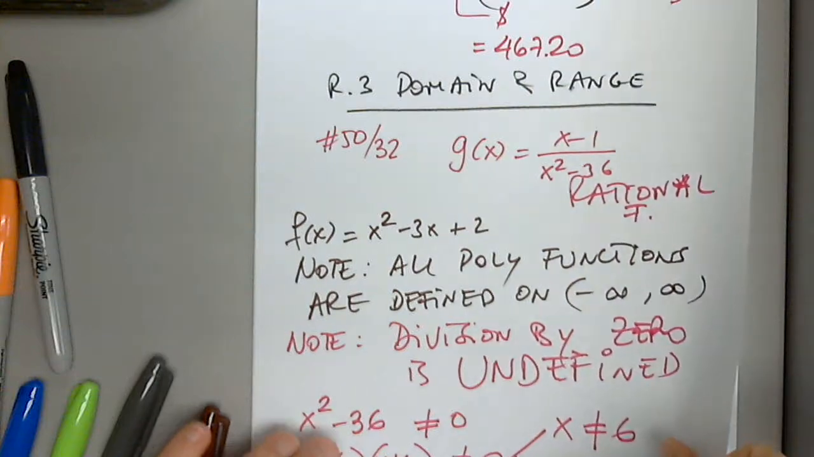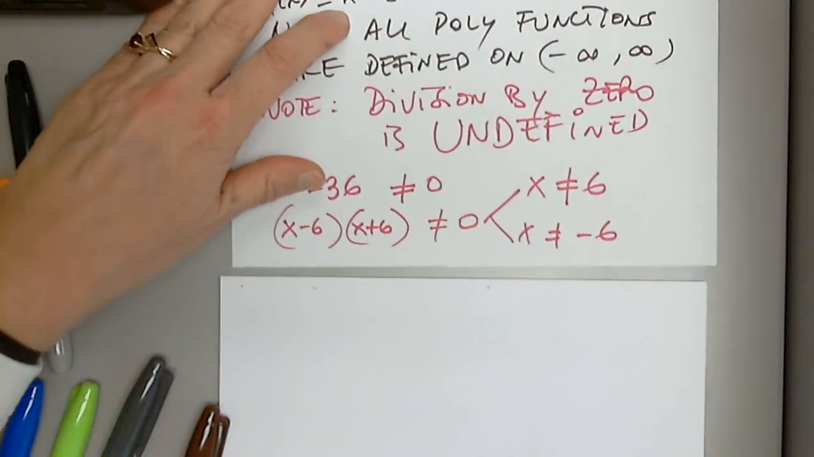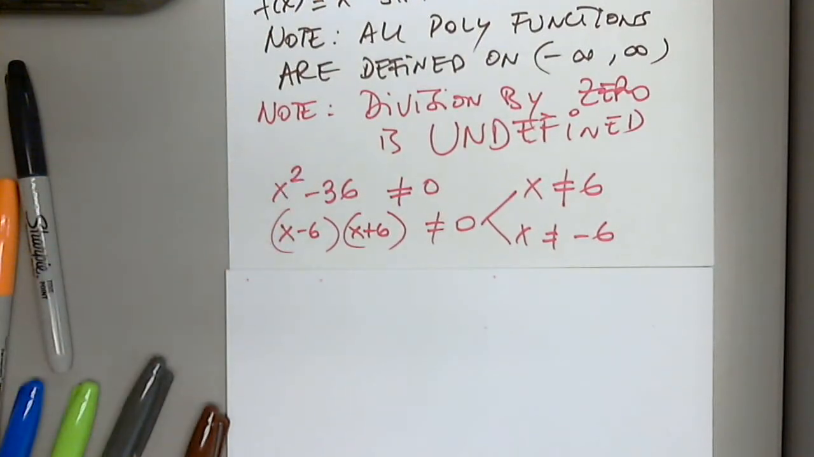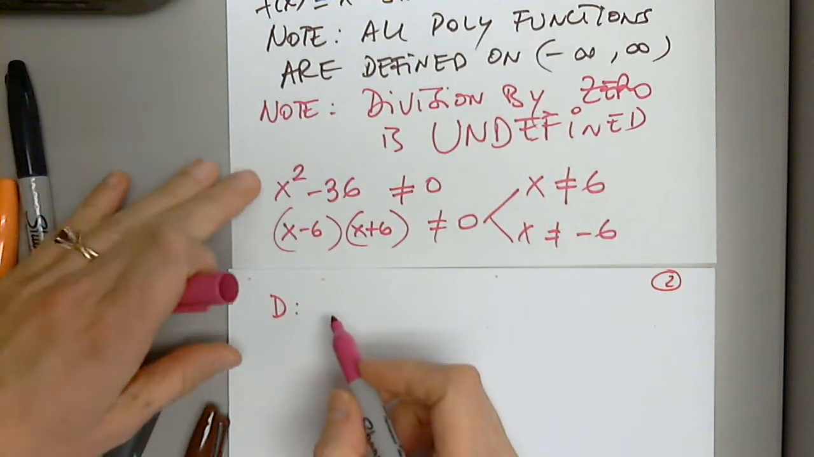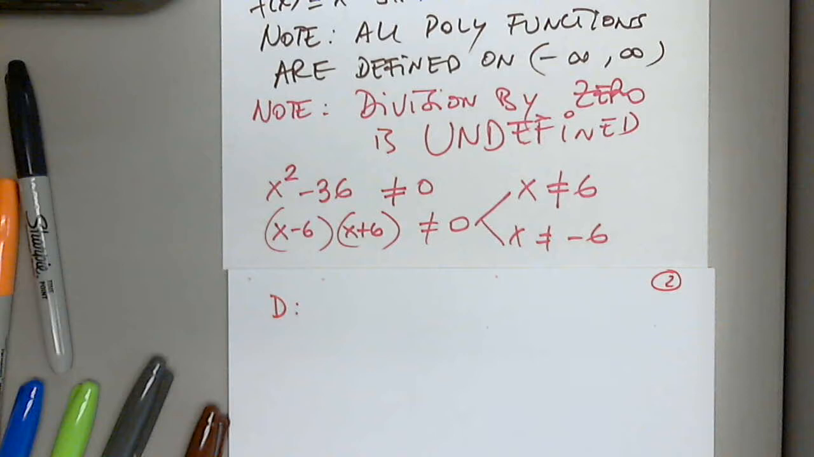Now the problem is really asking us to find the domain. At this point, we found the numbers that cannot be assigned to x. But I'm asked to find the domain. So how do I write the domain of this function? Couldn't it be any number, but any number but negative 6 and 6? Perfect. How do I write that? Excellent.